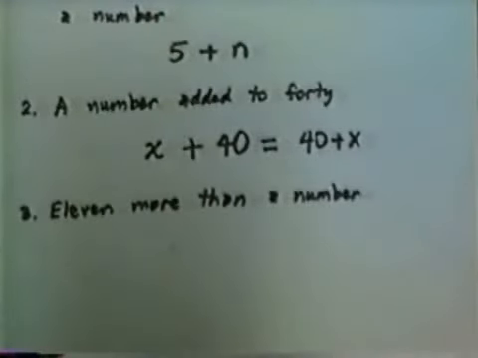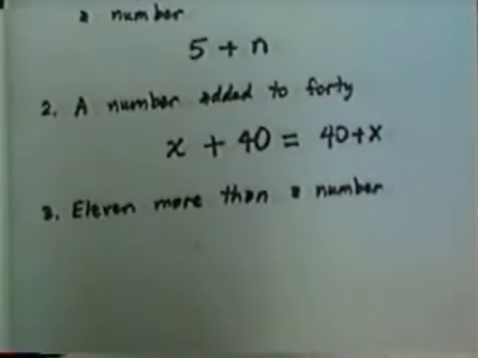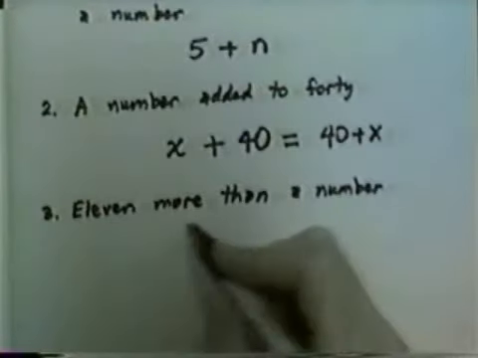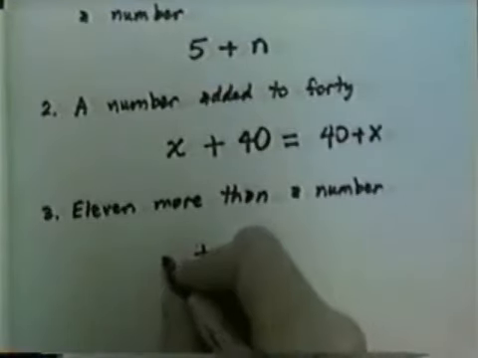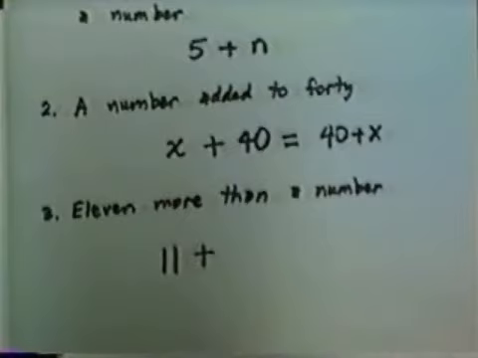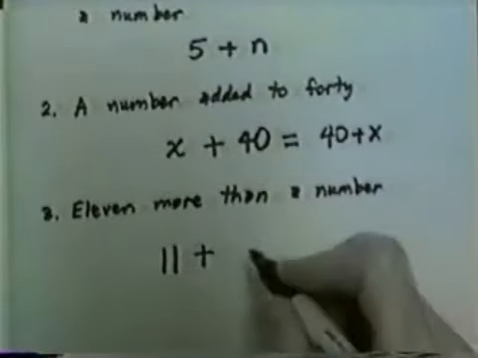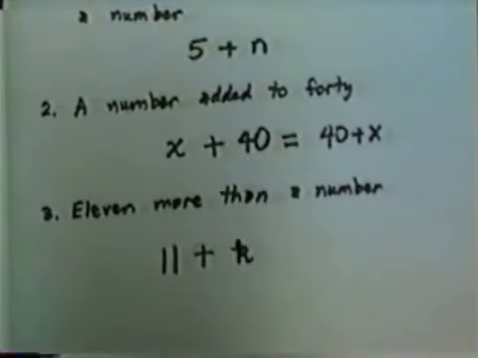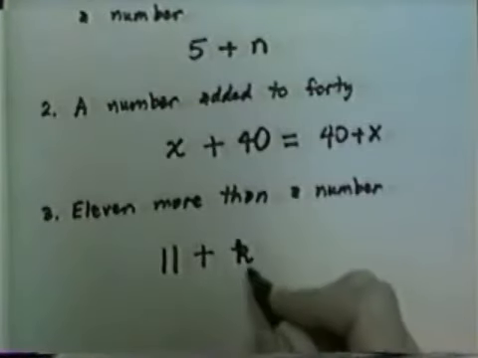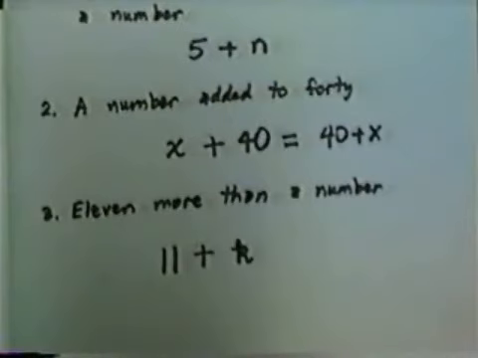Next, 11 more than a number. More than tells us to add. 11 more than a number means we'll take 11 and add it to a number. This time, for the variable to stand for a number, let's use the letter k. 11 plus k. Or you could write k plus 11 if you wish.